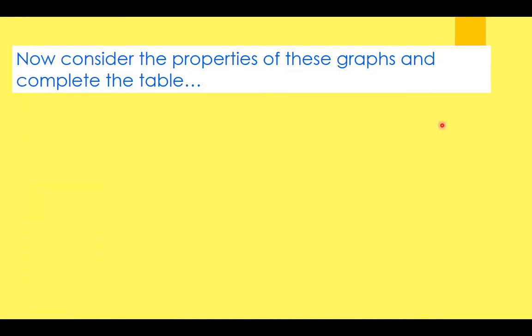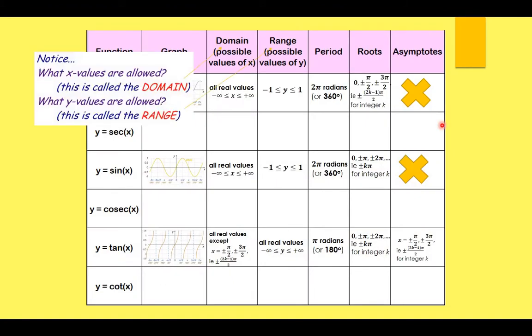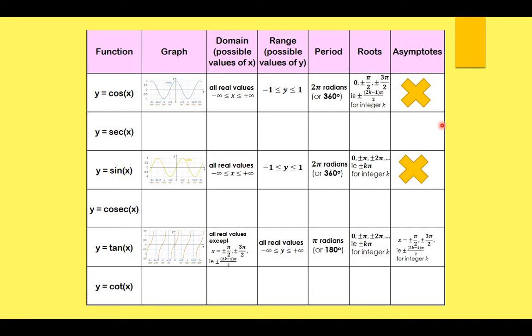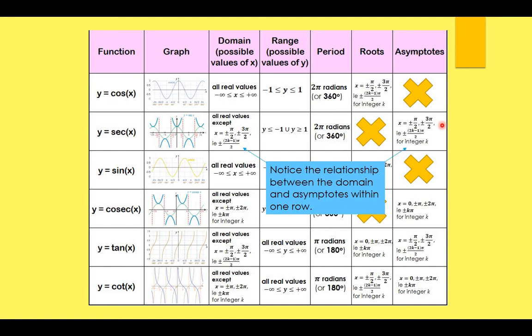Right, now, thinking back to those graphs and their properties, see if you can complete the table. Remember, the domain is just all the possible x's you're allowed, and the range is the y's that you end up with. Okay, here are the answers. There we go. You may notice some different patterns. For example, within each row, the values you're not allowed in the domain are the same as the asymptotes.